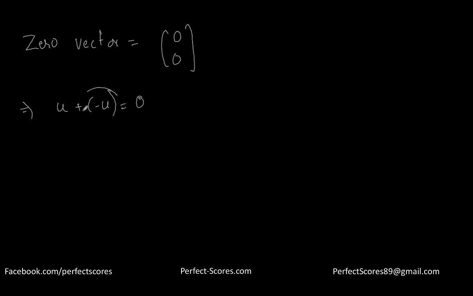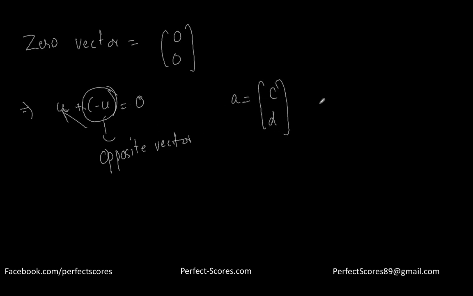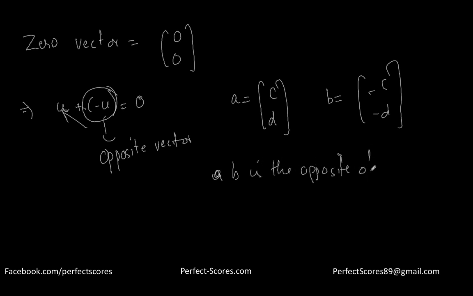And this is known as the opposite vector. Just want to clarify that. This is known as the opposite vector of this vector. Because, suppose I have a vector A with C and D, and I have a vector B which is negative C and negative D. So I can say that B is the opposite of A and vice versa as well. Fine. So I hope that's fine, guys. I hope you're able to understand my point here.